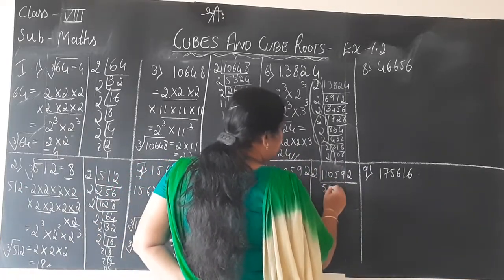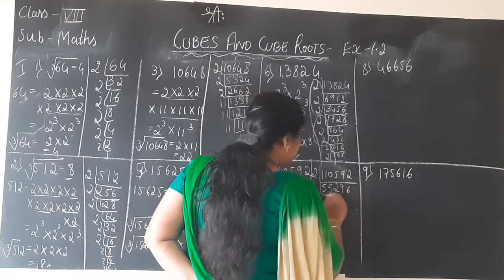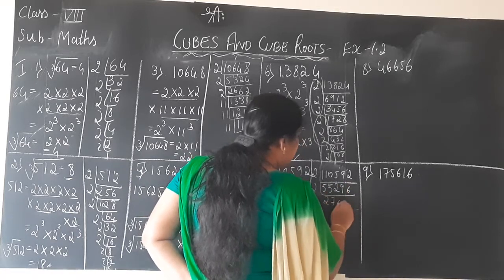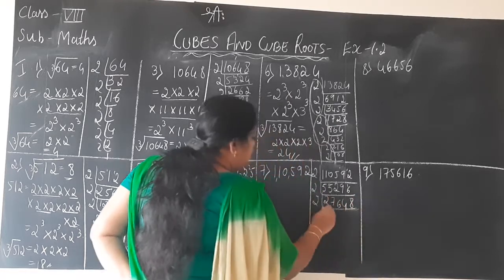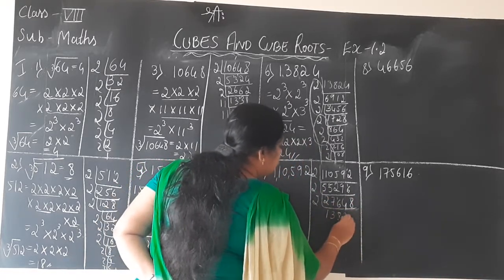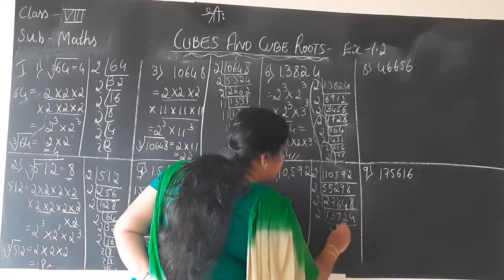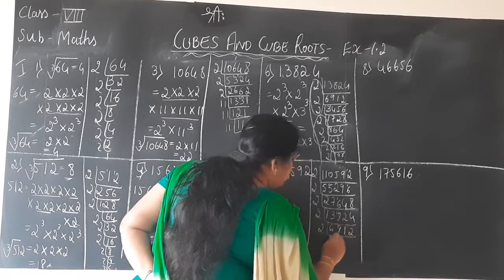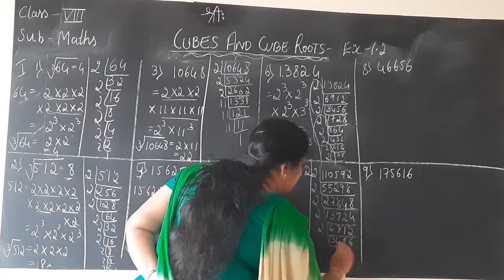2 5s are 10, 2 5s are 10, 2 2s are 4, 2 9s are 18, 2 6s are 12. 2 2s are 4, 2 7s are 14, 2 6s are 12, 2 4s are 8, 2 8s are 16. 2 1s are 2, 2 3s are 6, 2 8s are 16, 2 2s are 4, 2 4s are 8. 2 6s are 12, 2 9s are 18, 2 1s are 2, 2 2s are 4. 2 3s are 6, 2 4s are 8, 2 5s are 10, 2 6s are 12.